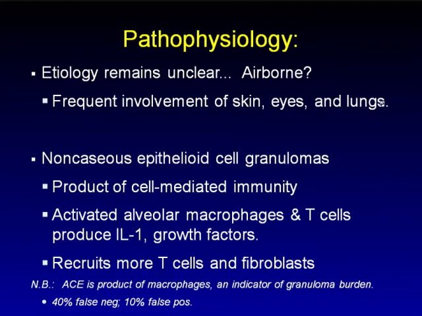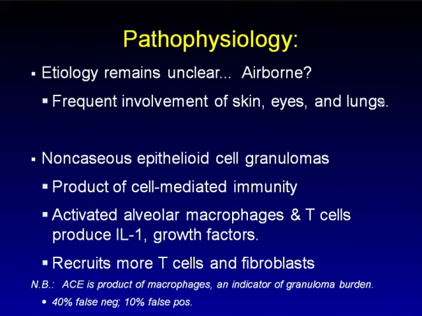So the pathophysiology, the etiology, is obviously a big point of discussion for many people. A lot of people think that it's related to something airborne because of the frequent involvement of the lungs, the skin, and the eyes. Again, non-caseating epithelioid cell granulomas is what makes the diagnosis, and those are produced as a product of cell-mediated immunity. So what we have are activated alveolar macrophages and T-cell lymphocytes, which produce interleukins and growth factors, and in turn those recruit more T-cells and fibroblasts. It basically sets off a cascade of cellular infiltration and chemical release.